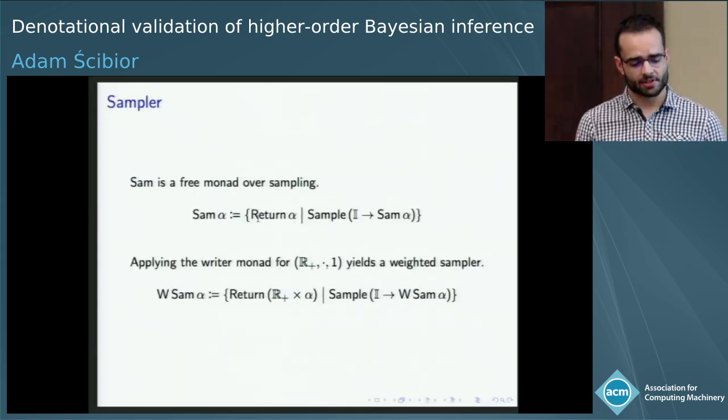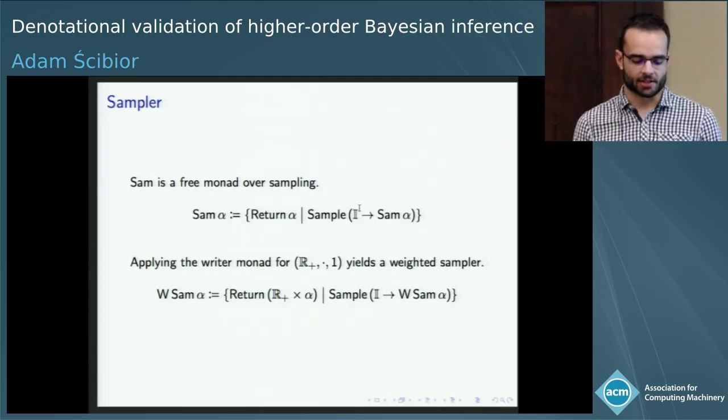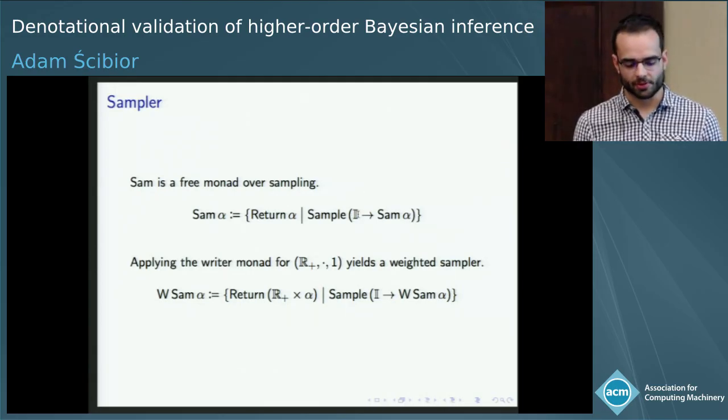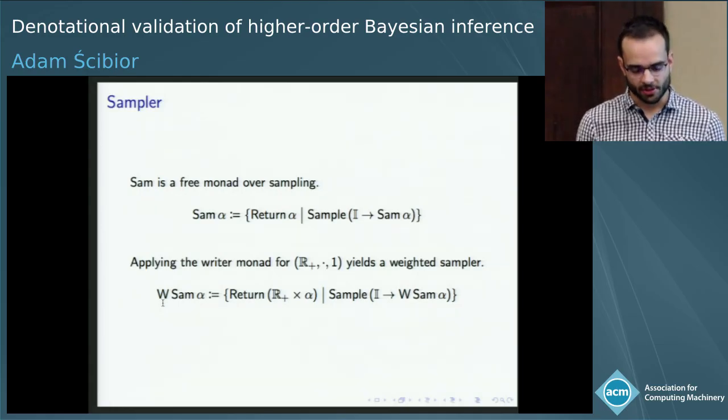Okay, so the simplest inference representation would be the sampler, which is just a free monad over the sampling effects. I give you a uniformly drawn number from the 0, 1 interval, and then you give me the value. And in order to interpret the score effect, we just add a writer transformer that accumulates the weight. So this is just going to multiply all the scores that appear in the program. And this weighted sampler corresponds exactly to the sampling semantics I have shown you at the beginning.